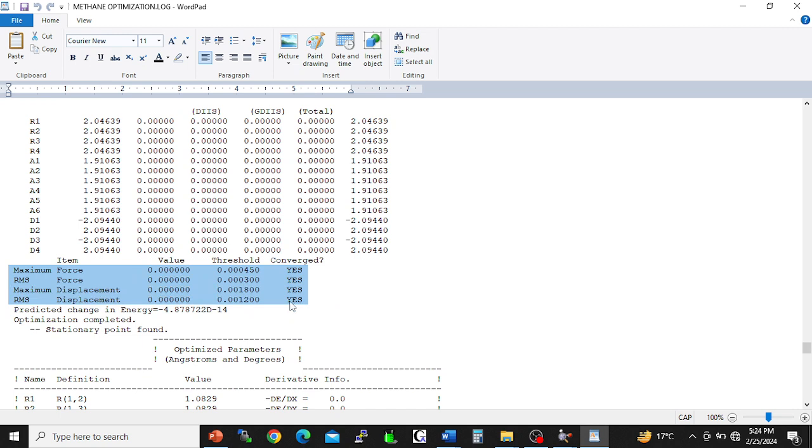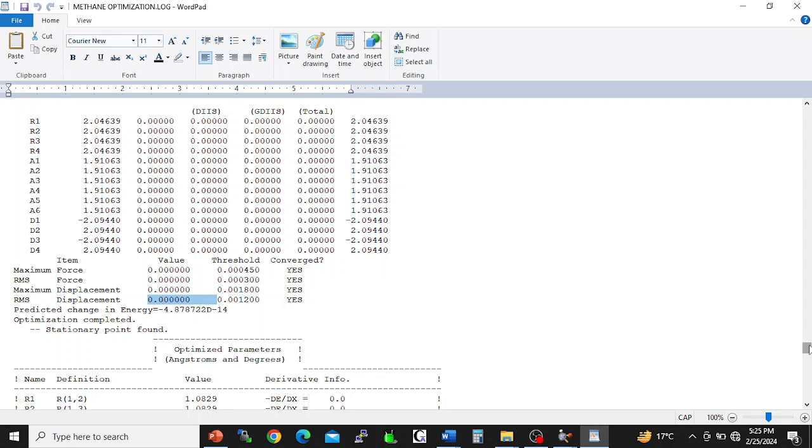So now the given structure meets all the convergence criteria. The actual values are less than the threshold values, and you get yes, yes, yes, and yes. This is one of the rare cases where you have absolute 0 value for maximum force, RMS force, maximum displacement, and RMS displacement. Generally, it never reaches absolute 0 for any of these parameters, leave aside all of them. So this is a small molecule. It happens so that all of these values are 0, 0, 0, and 0. Now the convergence criteria are met.